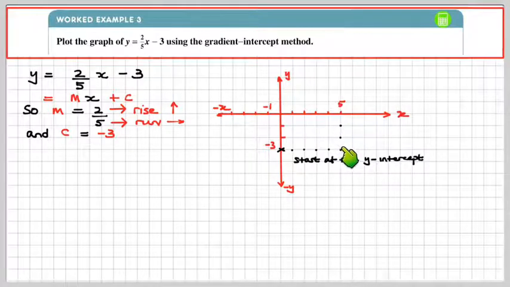So therefore, this point here must be another point on the graph because we've done a run of 5 and we've done a rise of 2. That must get us another point on the graph, okay? Because the graph obeys that rule. There it is, there's our point.